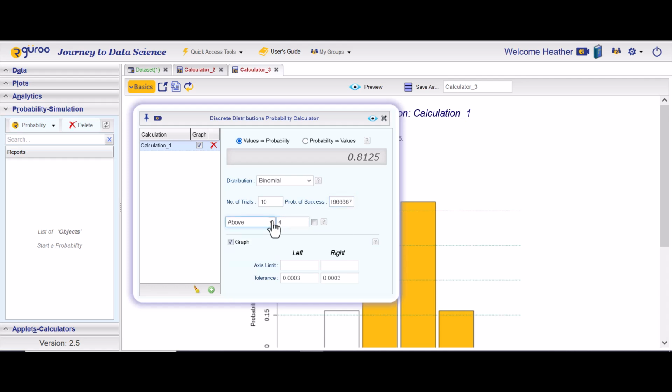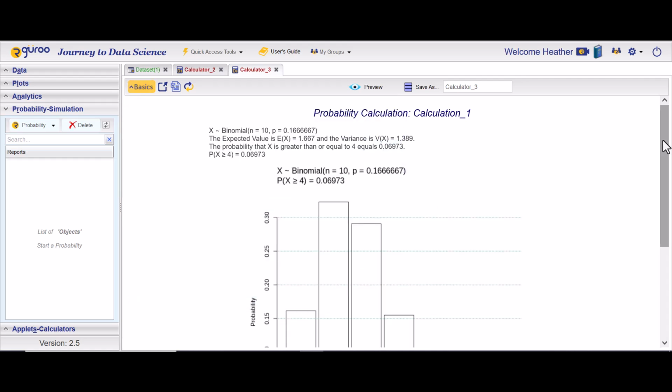So that is above 4. Let's just pause for a second and think about, do we want to include that endpoint? Well, we do, because why? Because it's greater than or equal to 4. So we need to check this box. So let's check this box and hit the eyeball and see what it looks like.